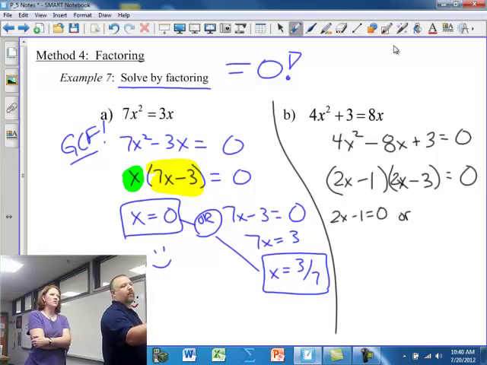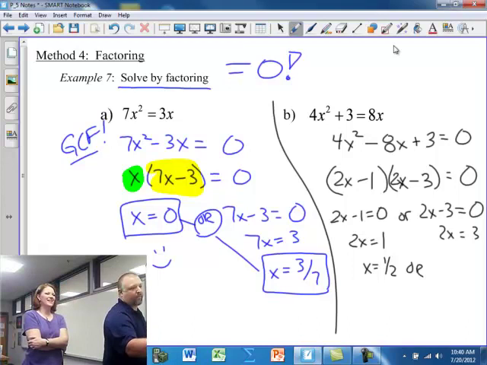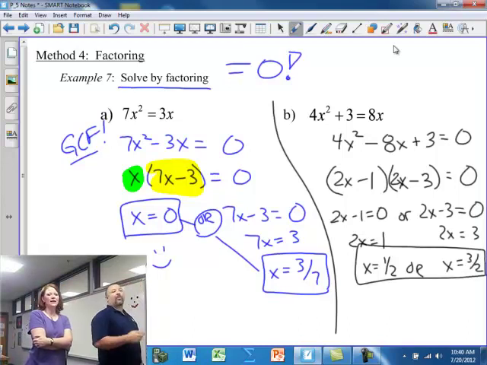And again, set each factor equal to 0. If 2x minus 1 equals 0 or 2x minus 3 equals 0, you're going to get your two answers. x is a half or x is 3/2.